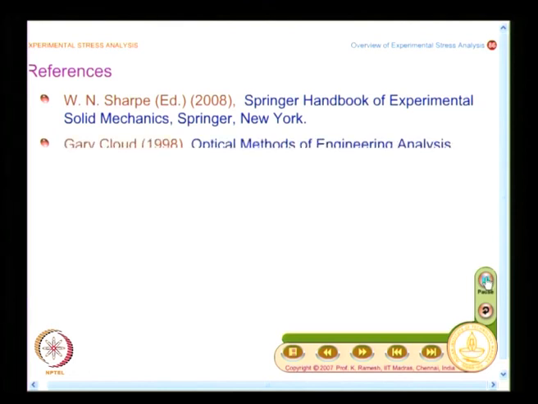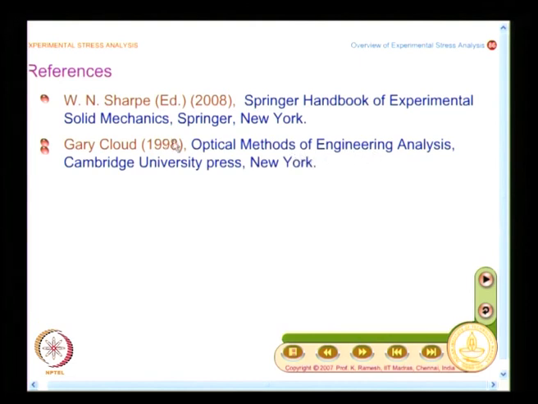Then you have a very famous book, Optical Methods of Engineering Analysis by Gary Cloud, published in 1998. So, in all this you need the author, you need the year and the publisher. It is a university press, you will be able to access it. And what you also have to look at is that Gary Cloud has given a series of articles in Experimental Techniques. He is writing articles on various optical methods for displacement, stress and strain measurement. Those articles are very interesting, you can have a look at them, they are in Experimental Techniques.